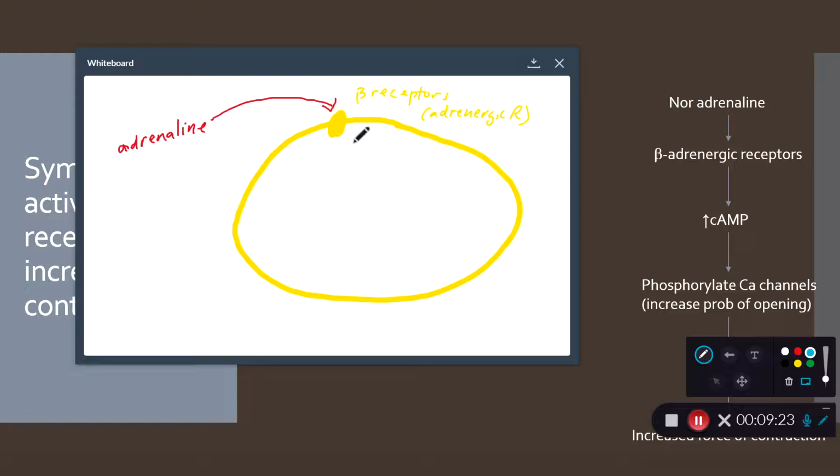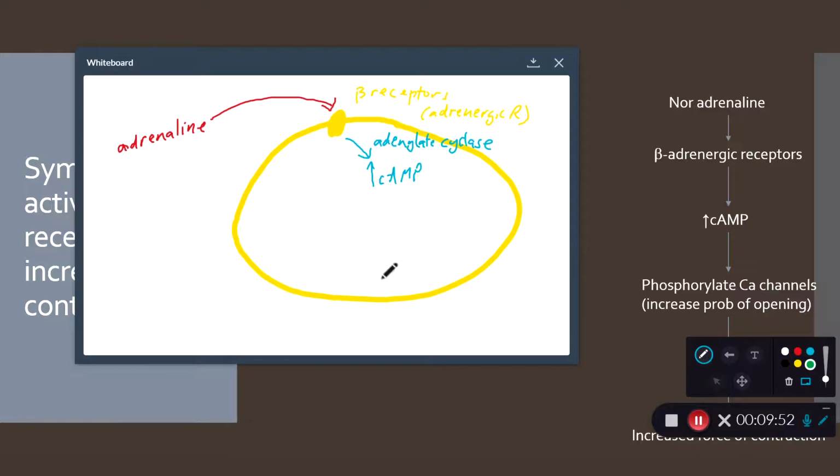And that's through adenylate cyclase. In other words, these are second messenger receptors. This is a second messenger receptor coupled to a G protein. The G protein is activating adenylate cyclase, and that's causing a rise in cyclic AMP.